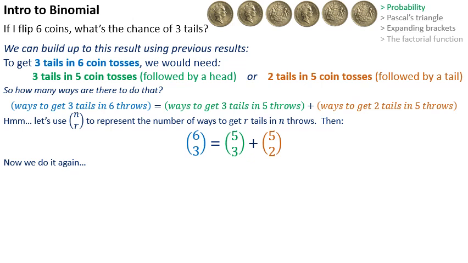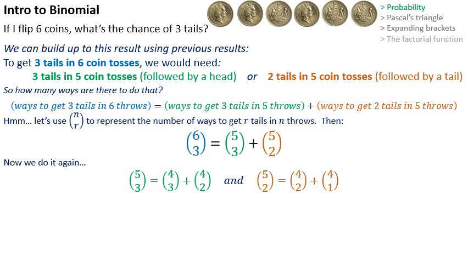Now, each of those we may not know the value of, but we can do the same thing we did with 6 choose 3. We can break it down further. So 5 choose 3 can be worked out by thinking about the first 4 coin tosses. You've either already got your 3 tails and the next one needs to be heads, or you've got 2 tails and 2 heads and you need the next one to be tails.